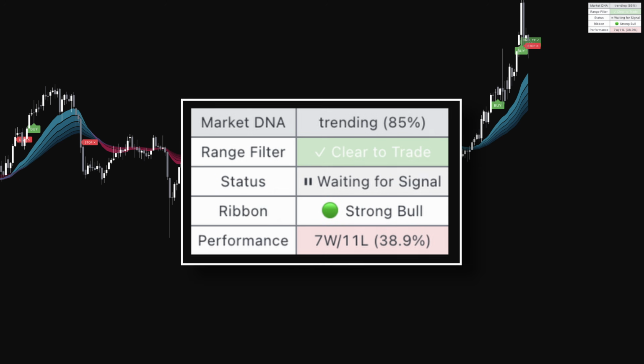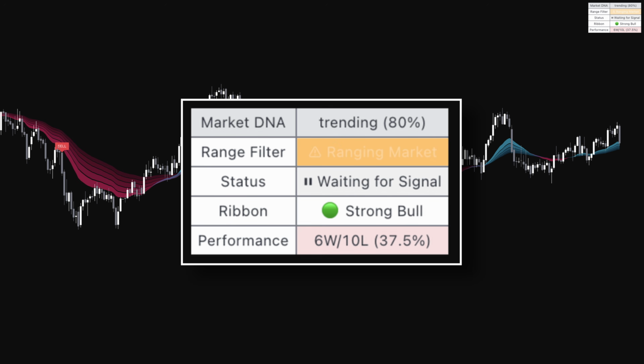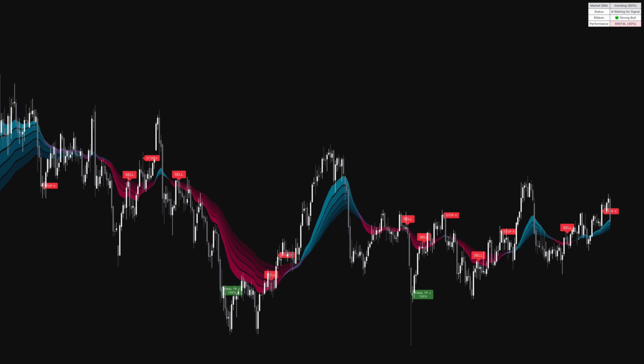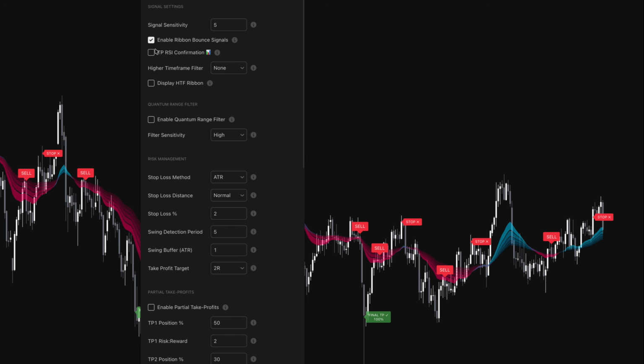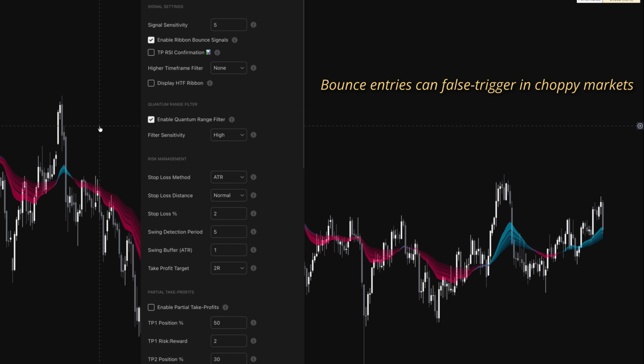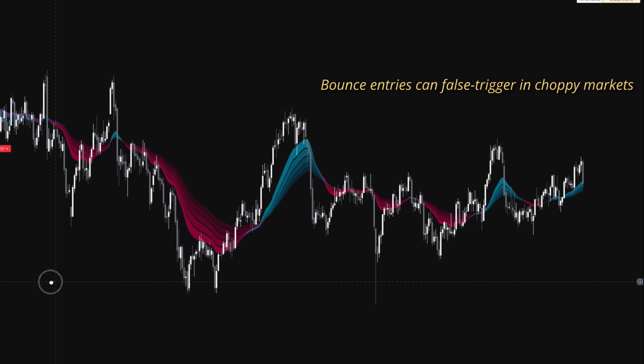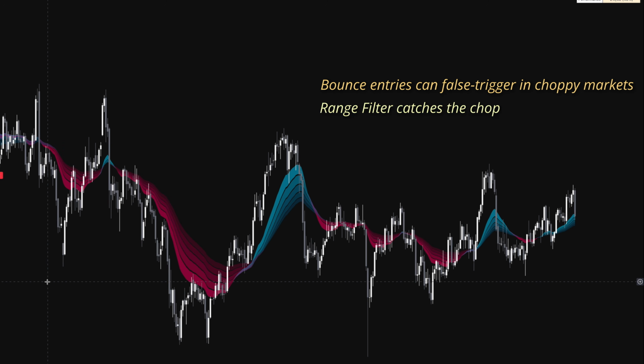The stats table shows filter status, clear to trade, with a green background when conditions are good, ranging market with orange when signals are blocked. Worth mentioning, if you're using ribbon bounce signals, consider enabling range filter alongside it. Bounce entries rely on trending conditions, but they can false trigger when price is just chopping around the ribbon without real direction. Range filter catches the chop, bounce signals catch the pullbacks in real trends.